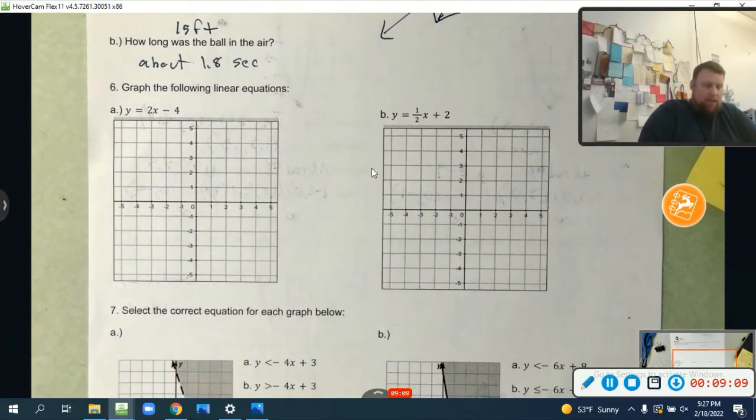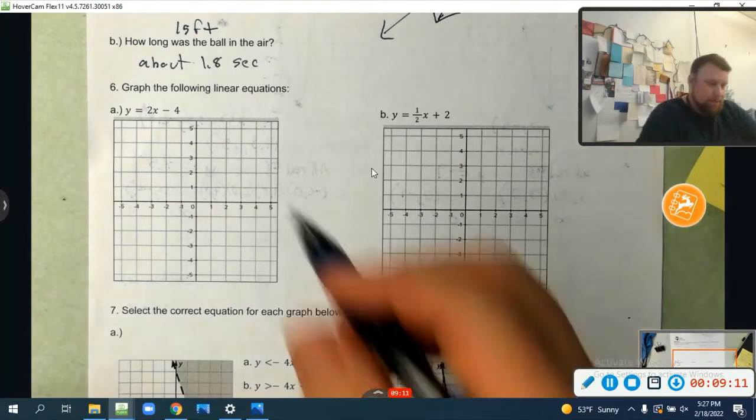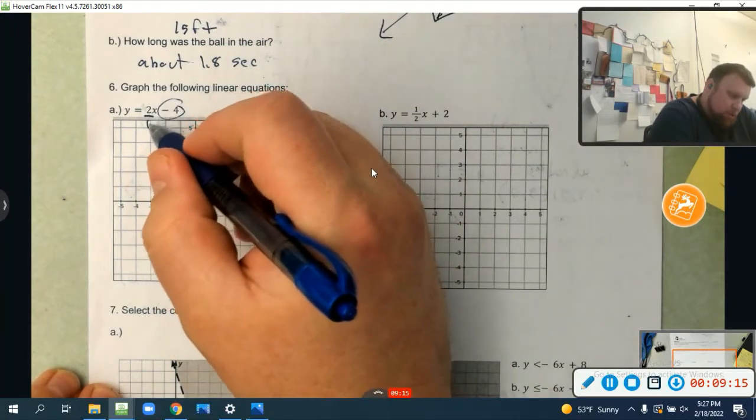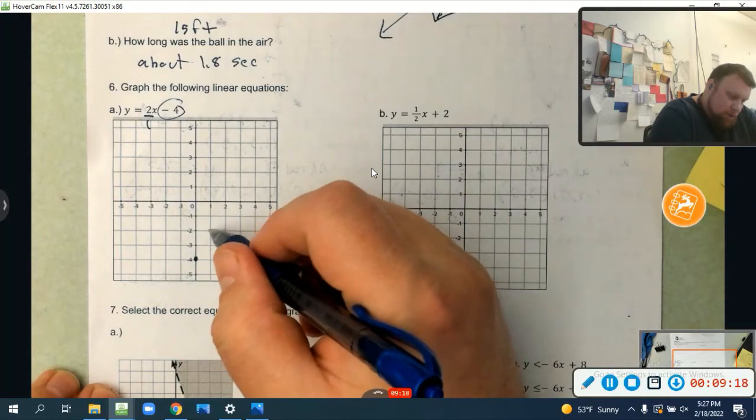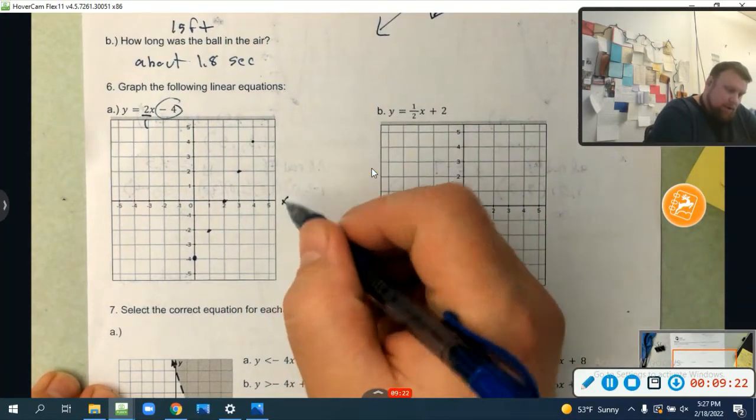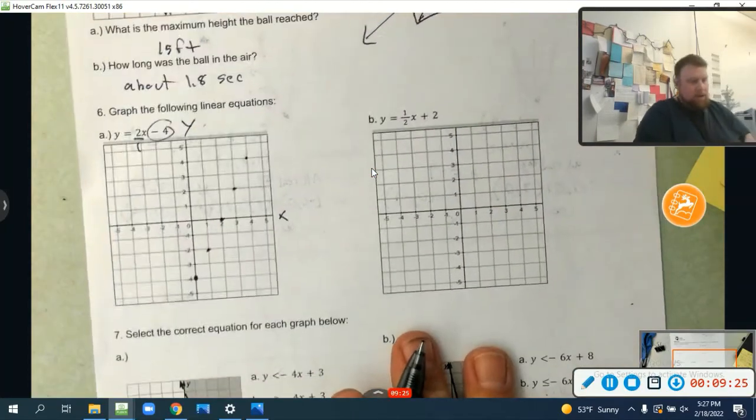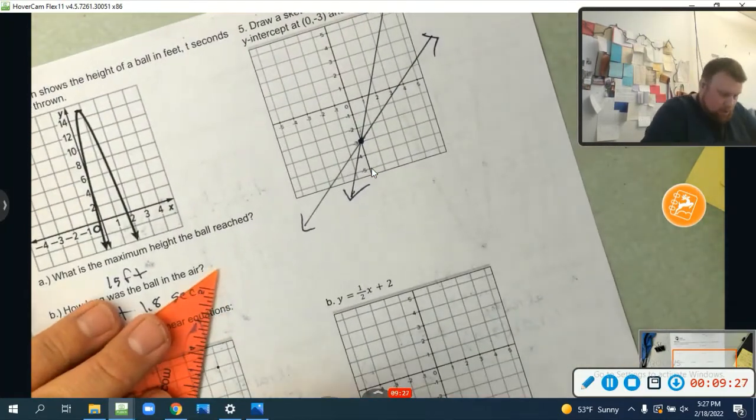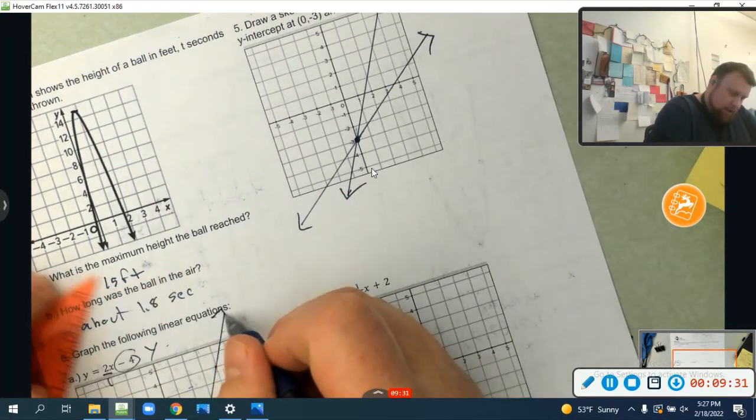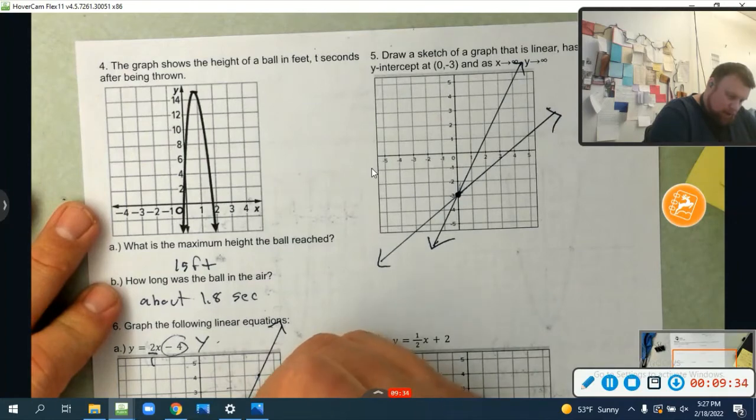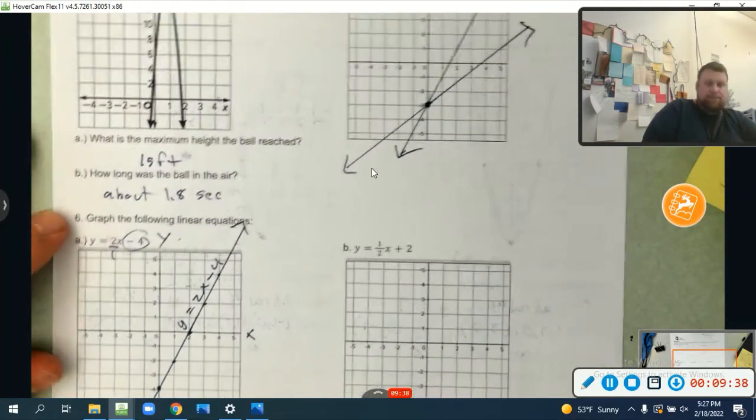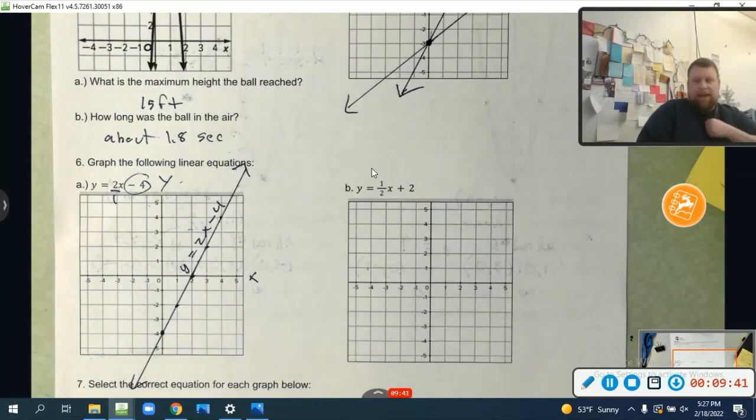Graph the following linear equations. Okay, let's do it. Start value, -4. Slope can be written over 1. 2 over 1 means up 2 over 1, and I like to do it a couple times. Label your x, label your y, because we do that. Draw a line all the way through, put arrows on the end, and label it. y equals 2x minus 4. Boosh. Absorb that in. It's amazing.